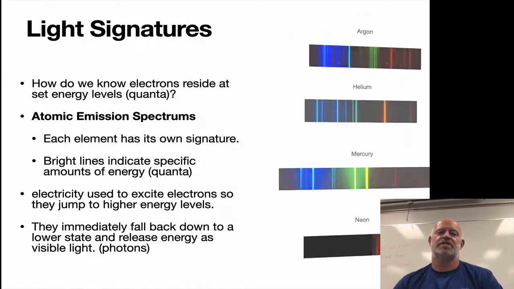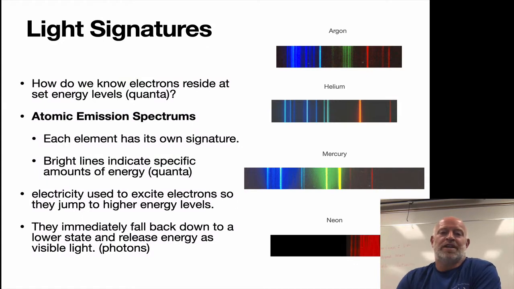So the first thing is, how do we know the electrons are at set quanta? Okay, so how do we know this? What experimental information has given us this idea? Okay, well, it comes from light signatures. And you guys, if you had Earth Science at Egan High School, you learned this in Earth Science.